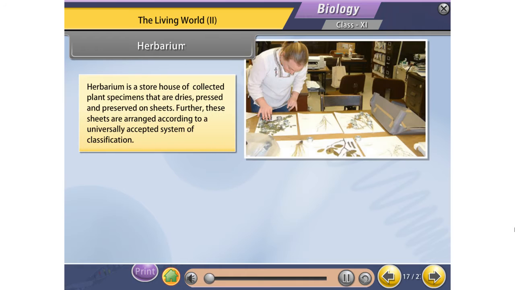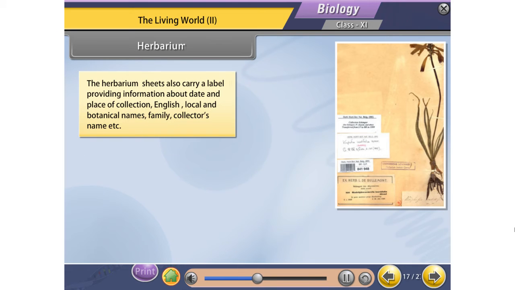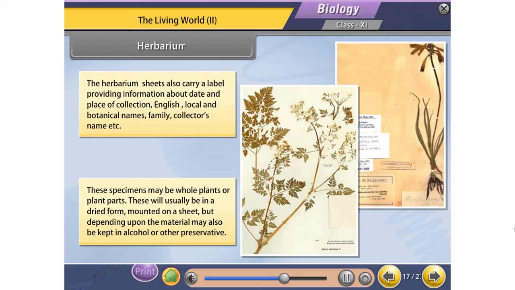Herbarium. Herbarium is a storehouse of collected plant specimens that are dried, pressed, and preserved on sheets. Further, these sheets are arranged according to a universally accepted system of classification. These specimens, along with their description on herbarium sheets, become a storehouse or repository for future use. The herbarium sheets also carry a label providing information about date and place of collection, English, local, and botanical names, family, collector's name, etc.